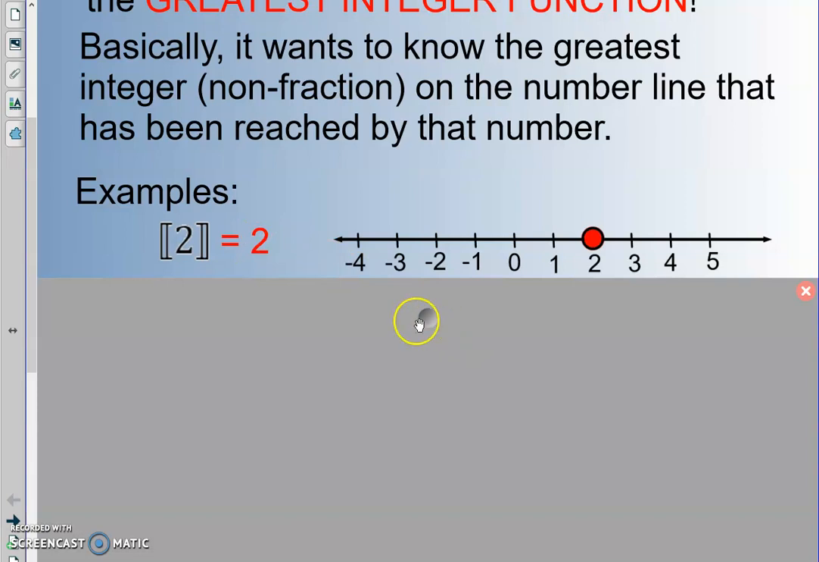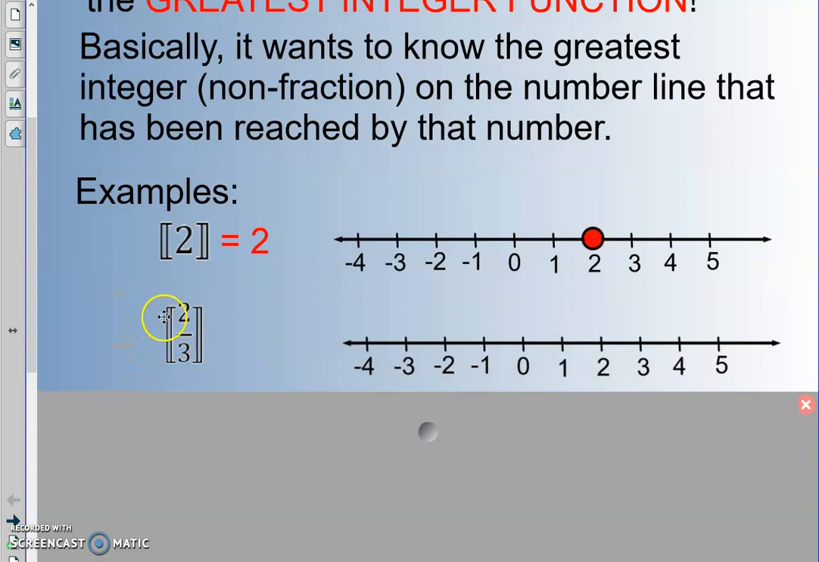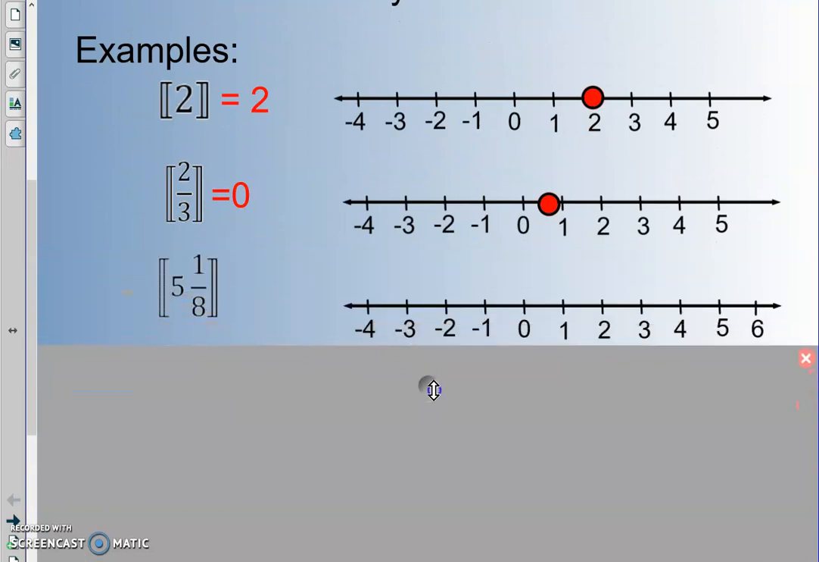Greatest integer functions really flex their muscles with fractions. So let's take a look at this fraction here, 2/3. If I graph 2/3 on the number line, it's about right there. What's the greatest integer that we've actually reached? Well, have we actually reached 1? No, it's not a rounding function. We haven't reached 1. The greatest integer we have reached is 0. So why don't you try the next one on your own? Try finding the greatest integer function of 5 1/8.